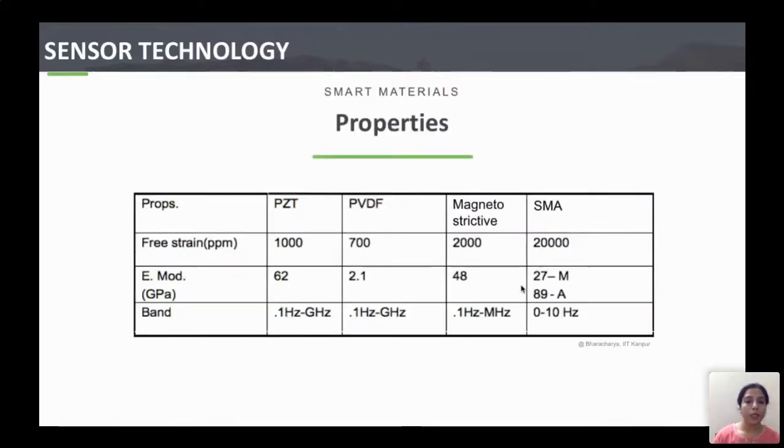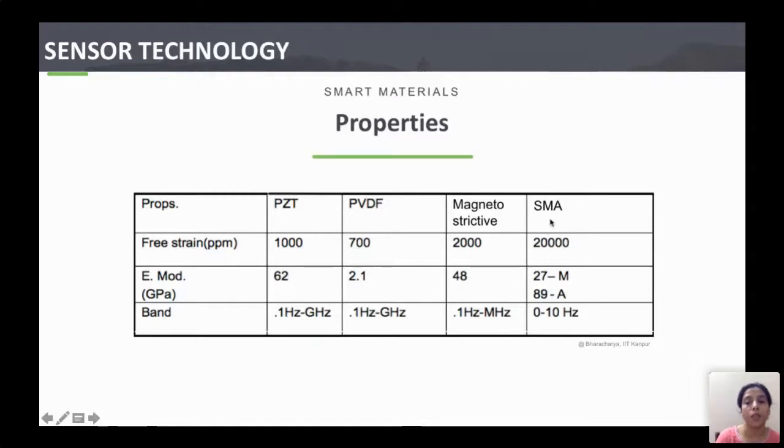Now, if you compare the properties of different smart materials, few of the smart materials that are rigorously used, first is the PZT, which is the piezoelectric material. This is another type of piezoelectric material only, and the magnetostrictive materials and shape memory alloys. Now, the free strain in the PZT materials is pretty good. The unit ppm is basically microstrain, so 1000 microstrain. In magnetostrictive material it is 2000, but in SMA it is 20,000. So this makes SMA a very good actuator.